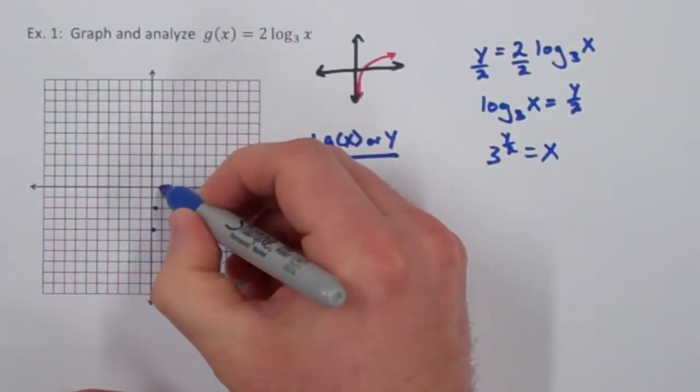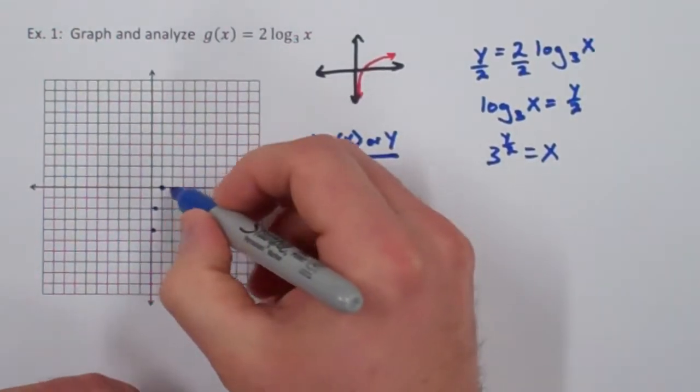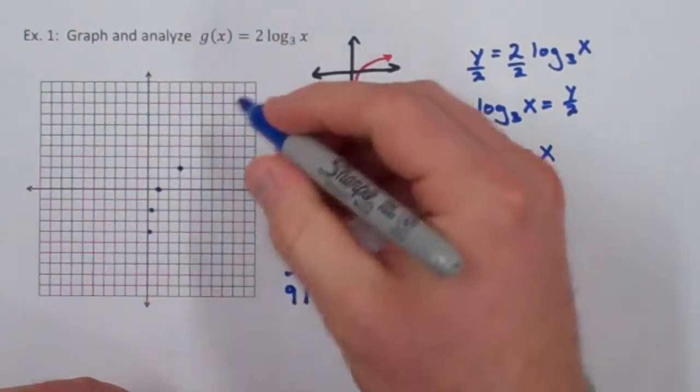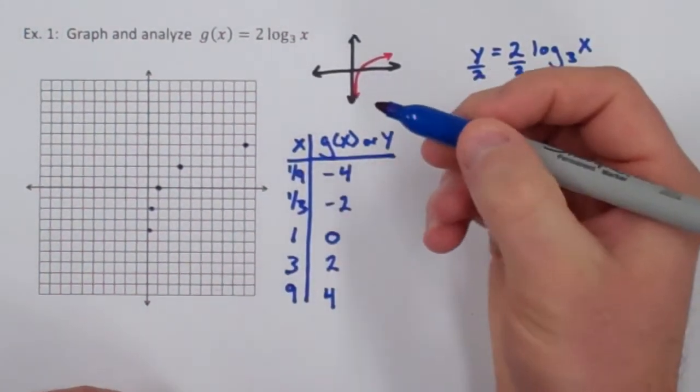1/0 would be right here. 3/2 would be right 3 up 2. And then 9/4. So we could go right 9 and then up 4.